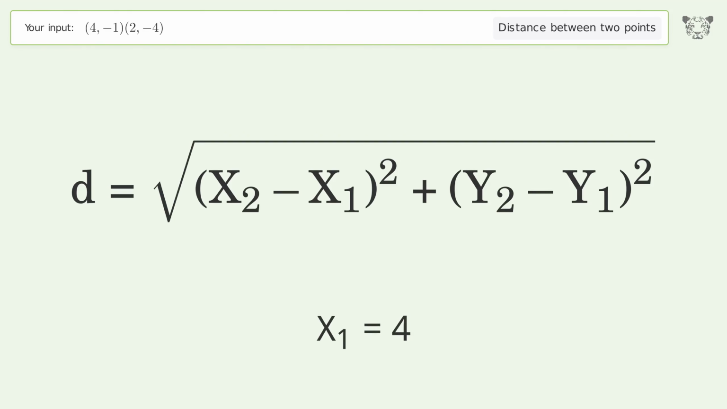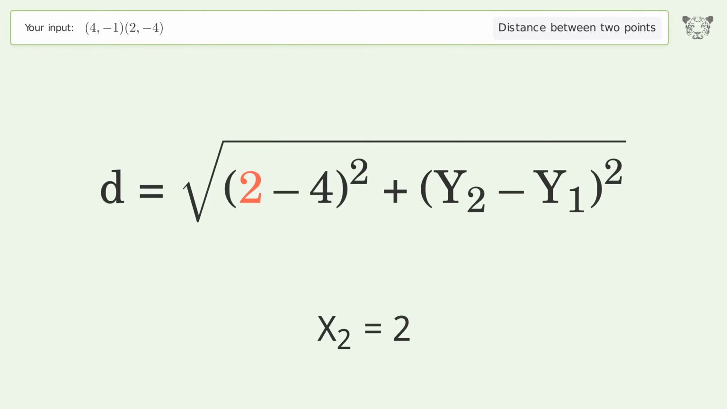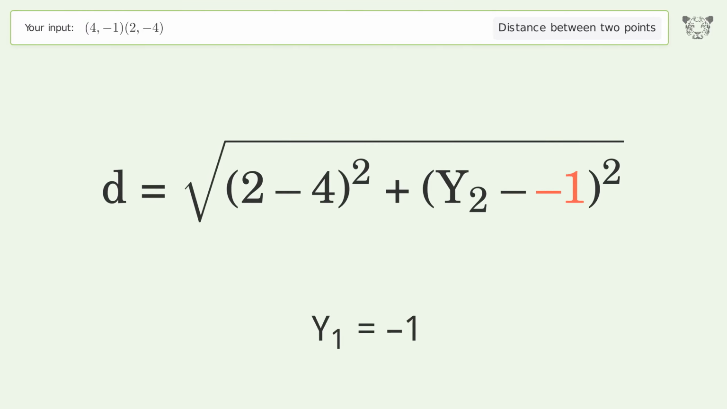x1 equals 4. x2 equals 2. y1 equals -1. y2 equals -4.